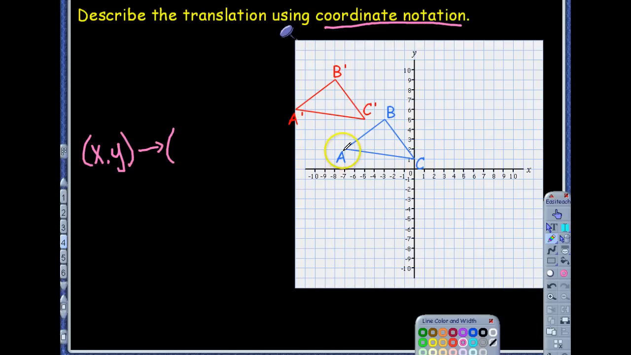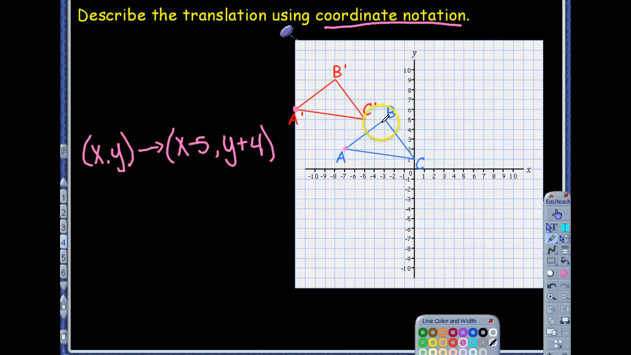All right, so what could I do to figure out, to get from A to A prime, what is that pattern going to be? Okay, well, we could count. Since I'm dealing with X first, I'm going to go left. It looks like 1, 2, 3, 4, 5. So that means it'd be X minus 5. And then I could go up 1, 2, 3, 4. So it'd be Y plus 4.